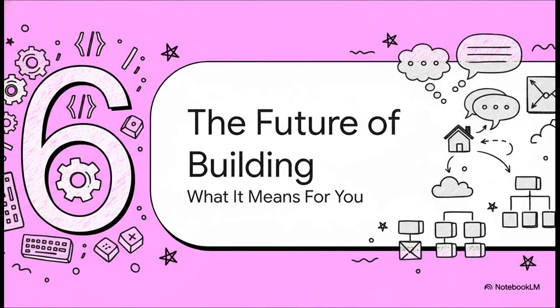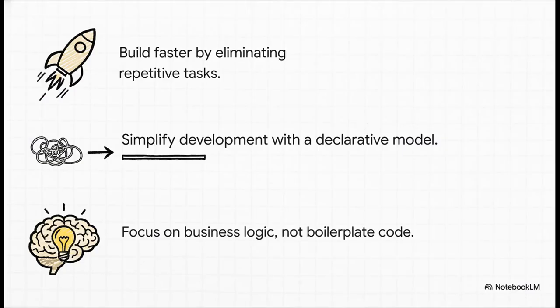So, let's bring it all home. What does this shift from a coding everything mindset to a describing everything mindset really mean for anyone out there who wants to create software? Well, here's what it all means. It means you build way faster, because you're just not doing all that repetitive work anymore. The entire process is simplified, because describing a rule is just fundamentally easier than coding it from the ground up.